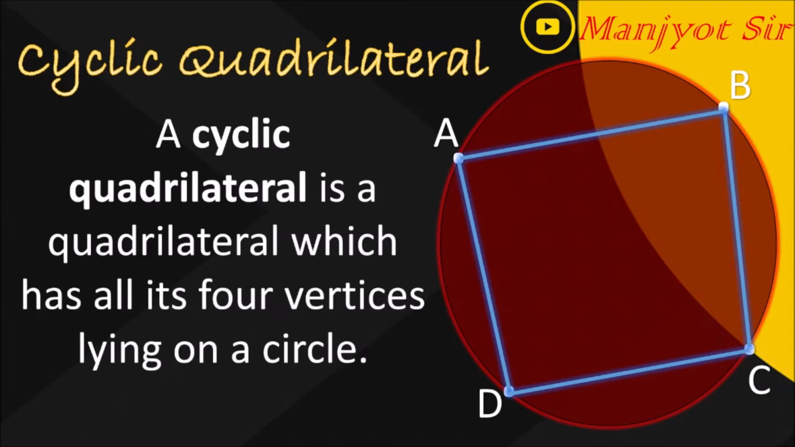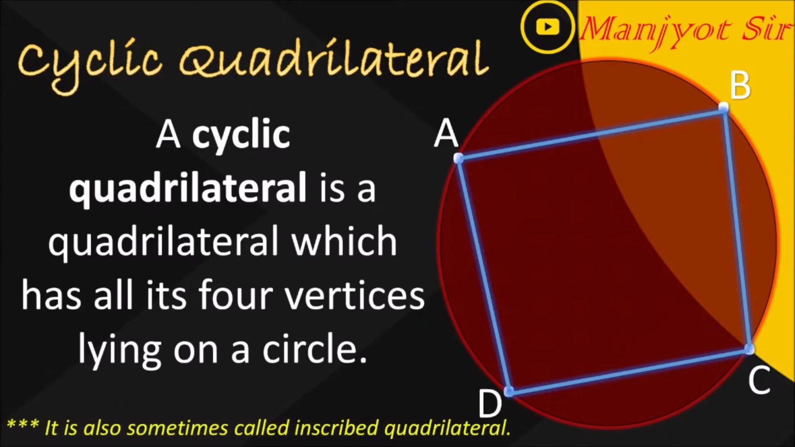So a cyclic quadrilateral is a quadrilateral which has all its 4 vertices lying on the circle. Remember, this quadrilateral is also said to be an inscribed quadrilateral. So in some books you may find that they say inscribed quadrilateral or cyclic quadrilateral. Both are one and the same.